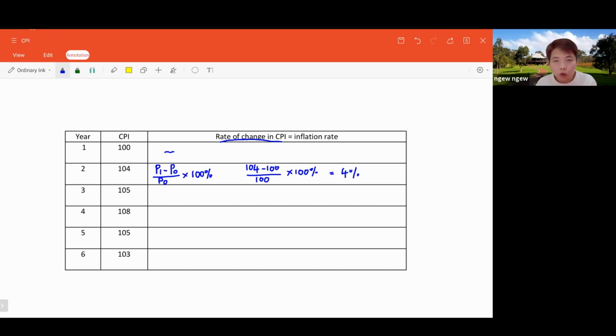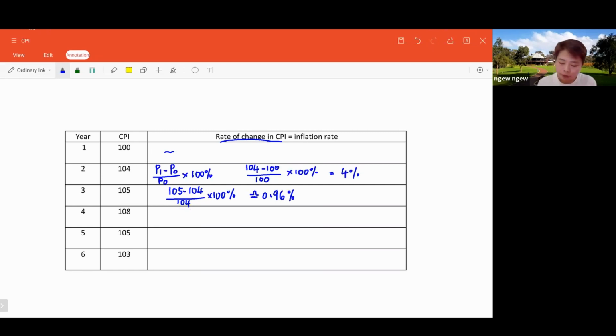By doing so, you won't get the answer wrong. In the third year, although the CPI is higher than the second year, which shows the country is experiencing inflation, the rate of change is actually lower. How to prove it? 105 minus 104 over 104, multiplied by 100%. If I'm not wrong, you will get somewhere around 0.96%, approximately.